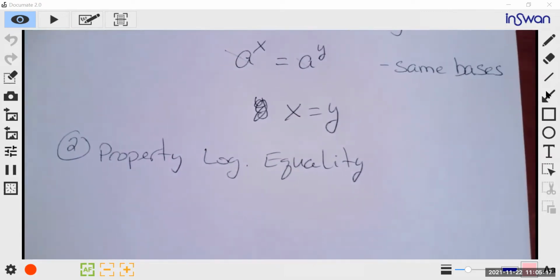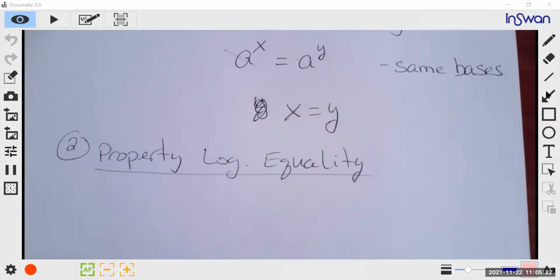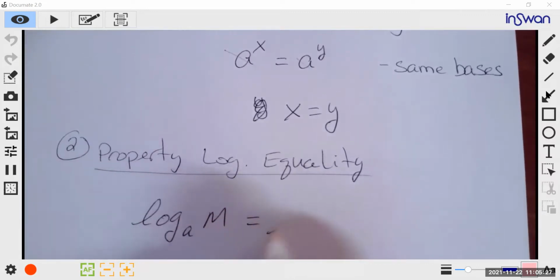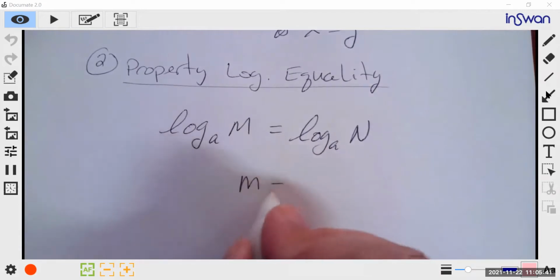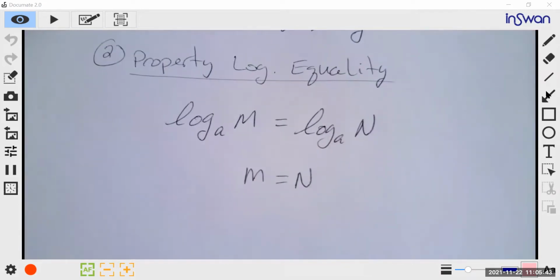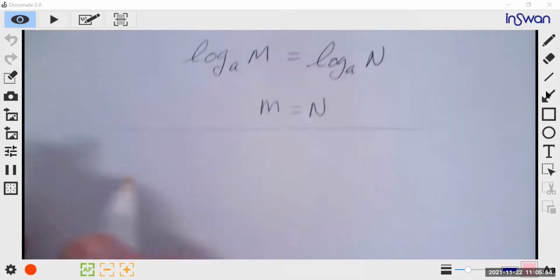Property of logarithmic equalities. If you have 2 terms, same log, same base, log base A of m equals log base A of n, the only way they can be equal is if m equals n. So that's what we're looking for. We're trying to use one of these 2 properties to solve these equations.